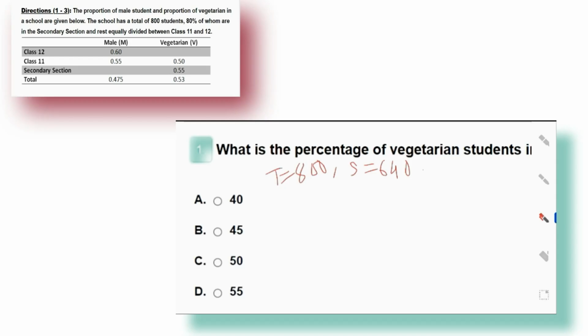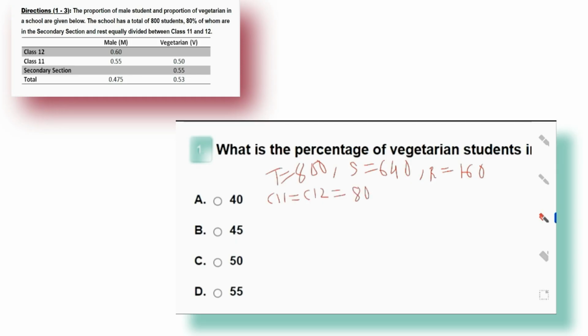So the remaining students, remaining is equal to 800 minus 640, that is 160. Okay, and the instruction is given: the rest are equally divided between class 11 and class 12. So whatever the secondary students count is, the remaining are divided equally between class 11 and class 12. So class 11 and class 12 are equal in number, that is 160 by 2, that is 80, right?